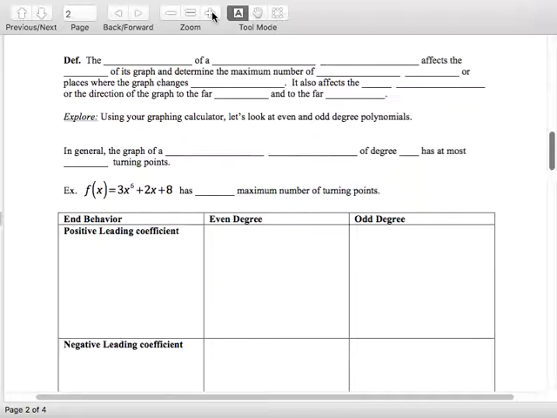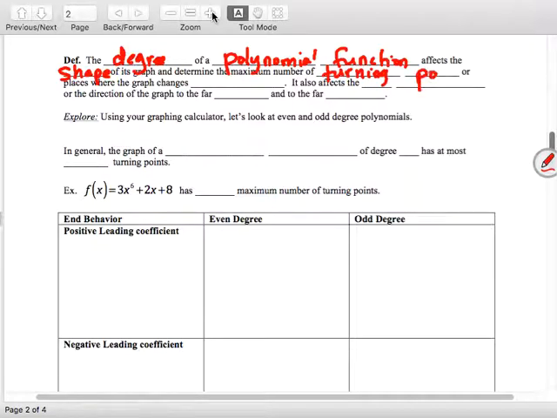All right, it says the degree of a polynomial function affects the shape of the graph and determines the maximum number of turning points, or places where the graph changes direction.